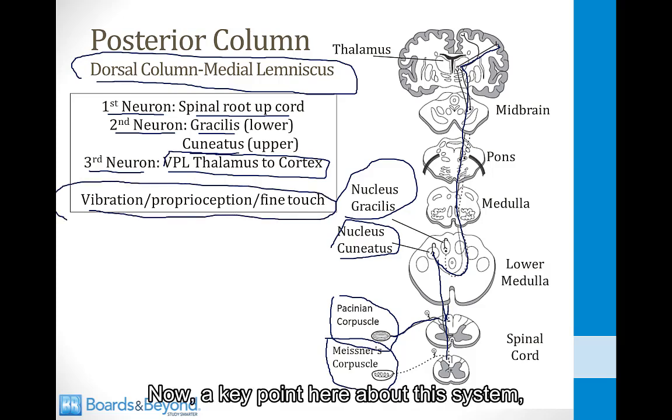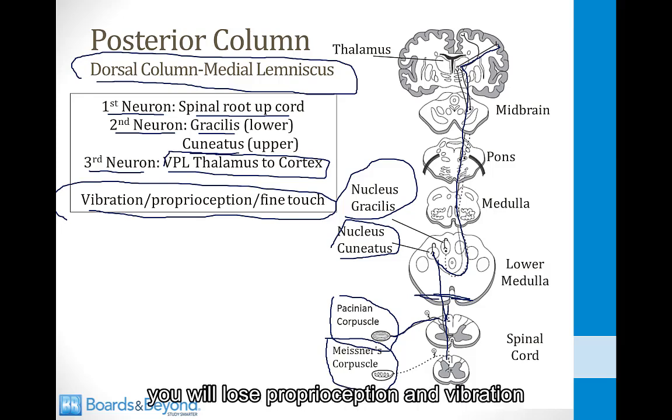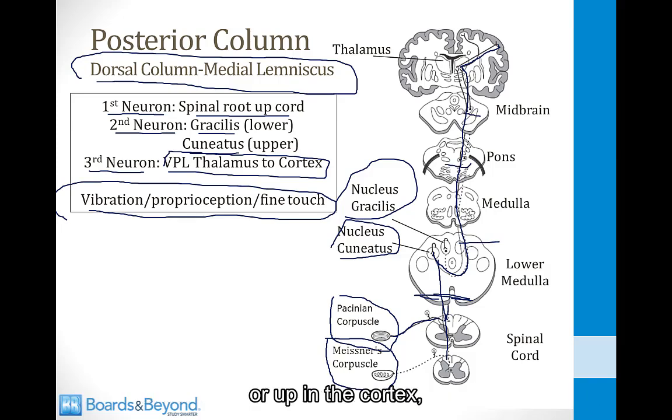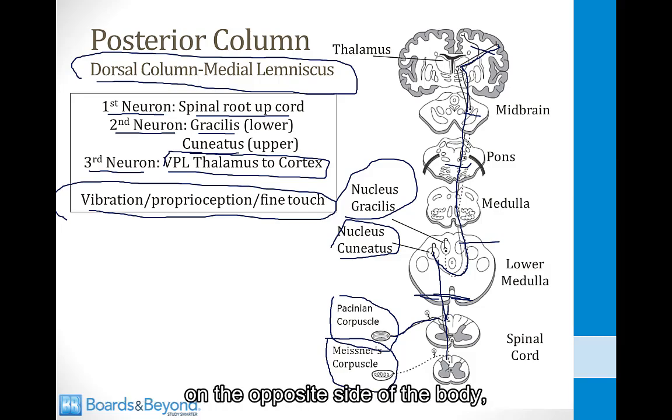Now, a key point here about this system, if you have damage in the spinal cord below the decussation, say right here, you will lose proprioception and vibration on the same side of the body as the lesion. On the other hand, if you have damage in the brainstem, in the medulla or the pons or the midbrain or up in the cortex, you will lose proprioception and vibration sensation on the opposite side of the body. So make sure you understand that.